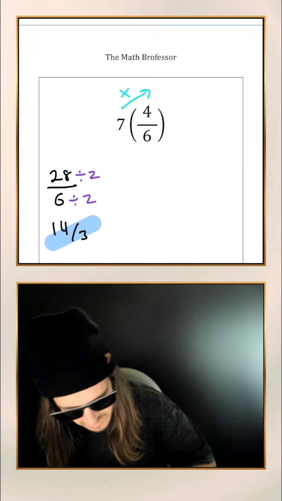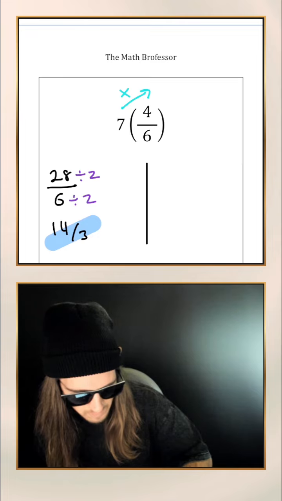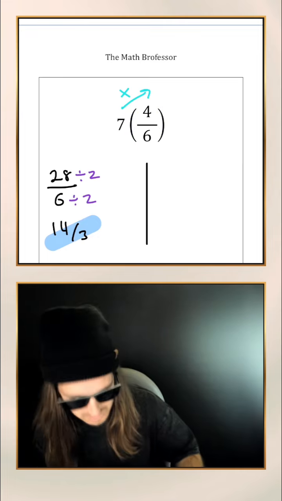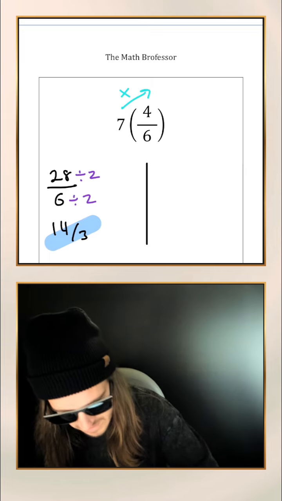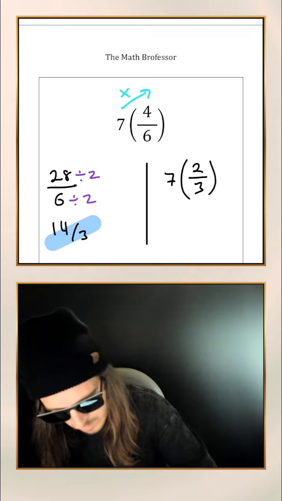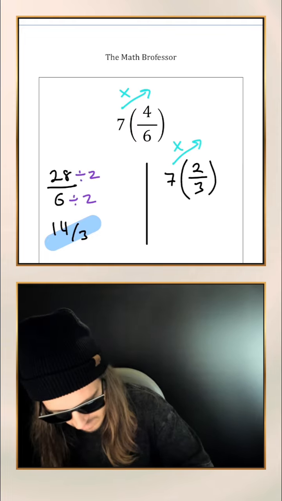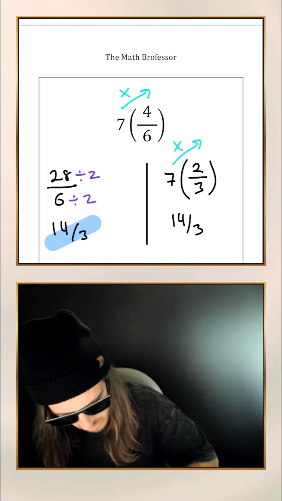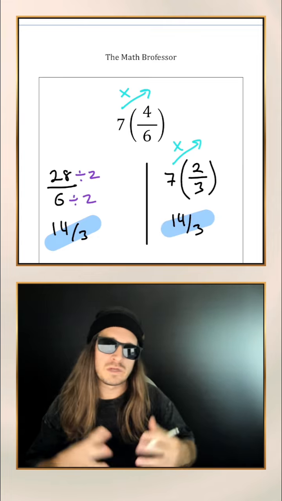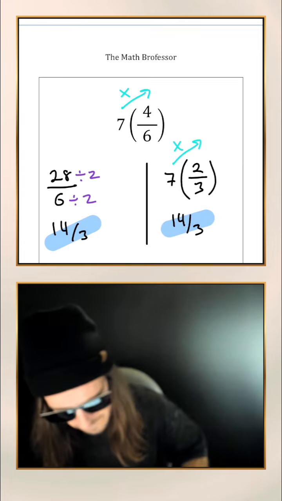However, maybe you notice that this problem could be done a different way, and that's because the original fraction 4/6 is reducible itself. 4/6 reduced by a factor of 2 is 2/3, and then we would multiply up, giving us 14/3. So this problem can be done 2 different ways. You can either multiply and then reduce, or reduce and then multiply.